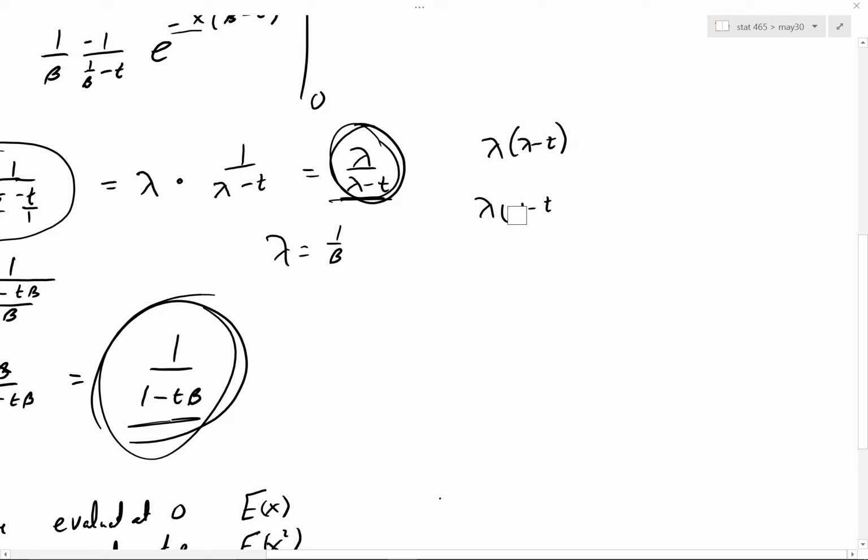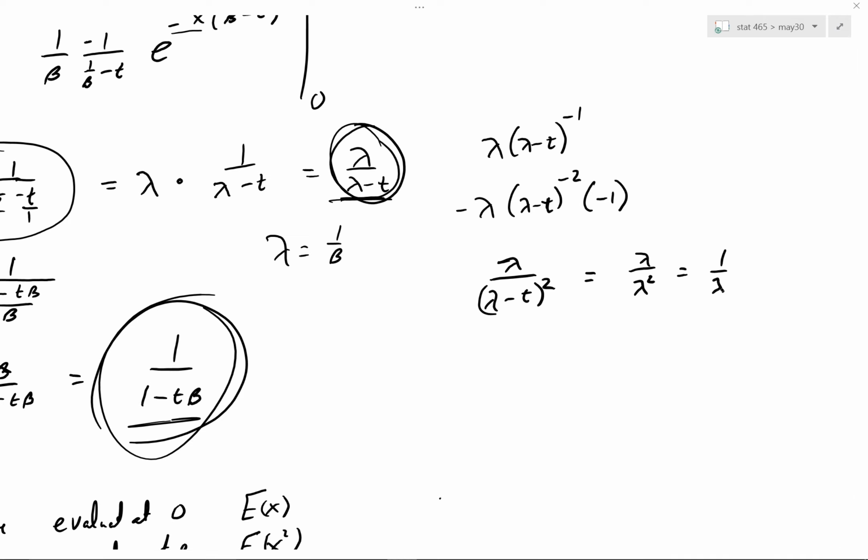If you take the derivative of this guy, this is to the minus 1 power. This becomes to the negative 2 times negative 1, correct? So it's going to become positive lambda over lambda minus t squared, correct? And when t equals 0, you're going to get lambda over lambda squared, which is 1 over lambda. 1 over lambda is beta. That works both ways, okay?